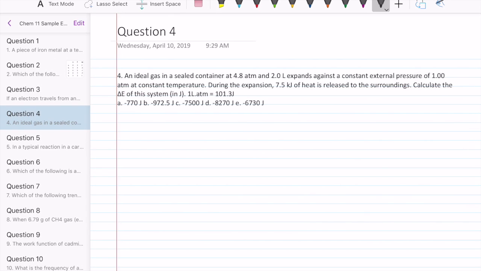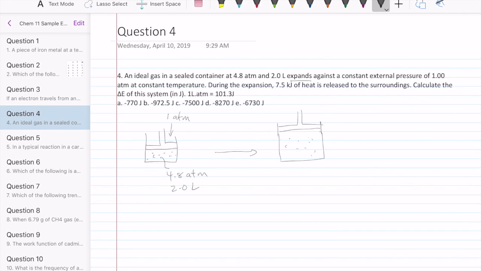It says we have an ideal gas in a sealed container. So usually that means that the gas is in some kind of container where there's a piston that can move up or down. Originally this is at 4.8 atmosphere and 2 liter. And then it expands, as you can see here, which means the volume increases. So the piston moves up.